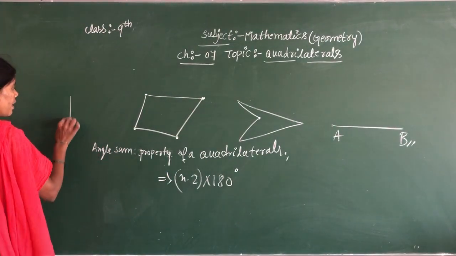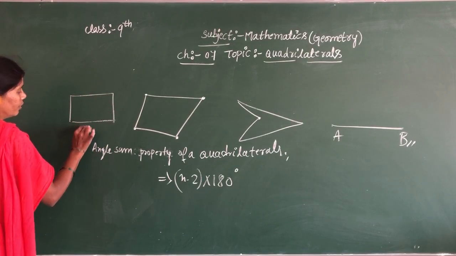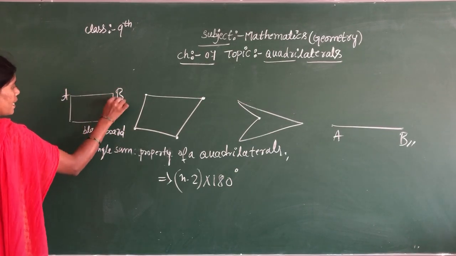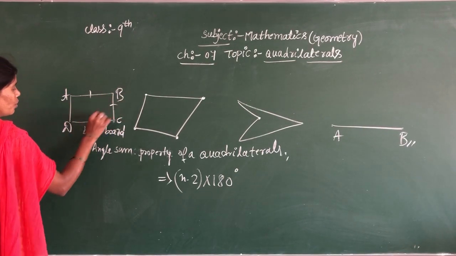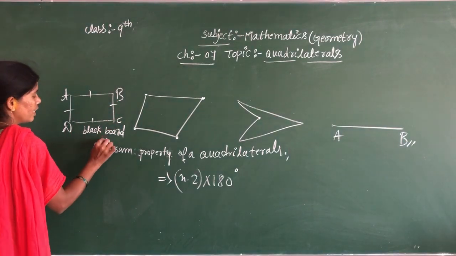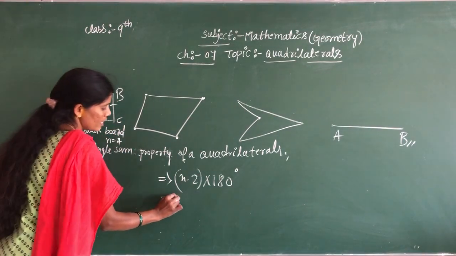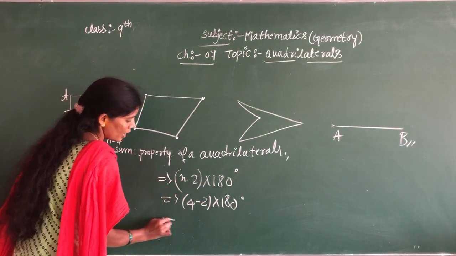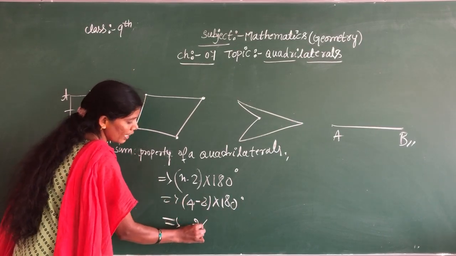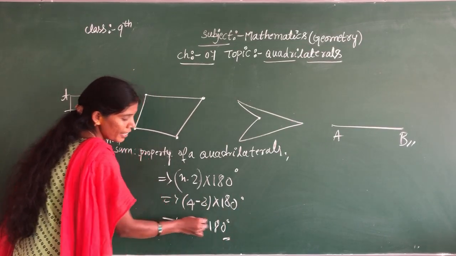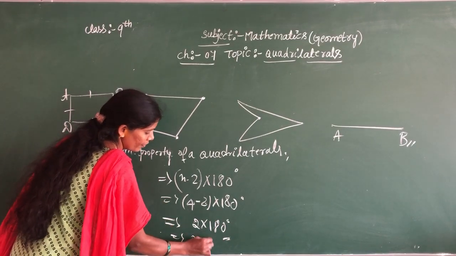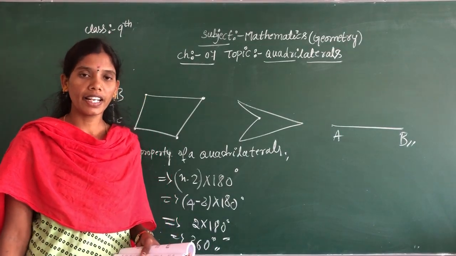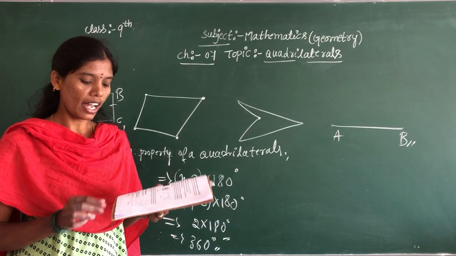Having this on the blackboard, this is A, B, C, D, so 1, 2, 3, 4. How many sides are there? Here n is equal to 4 sides. You see children, (n minus 2) is 4 minus 2, into 180 degrees. 4 minus 2 means 2 only, into 180 degrees is equal to 360. Have you understood? The sum of the angles of the quadrilateral is how many degrees? 360 degrees. Have you got this?